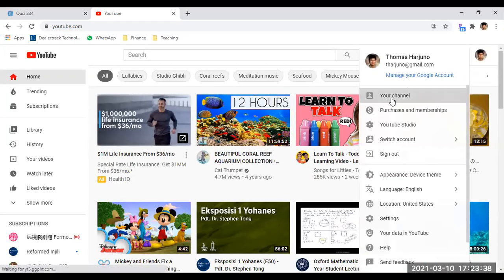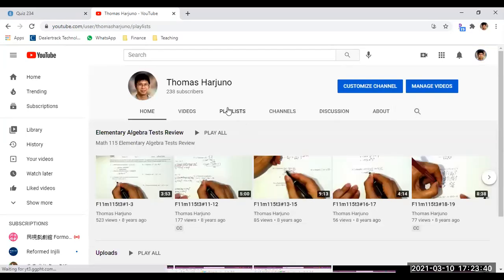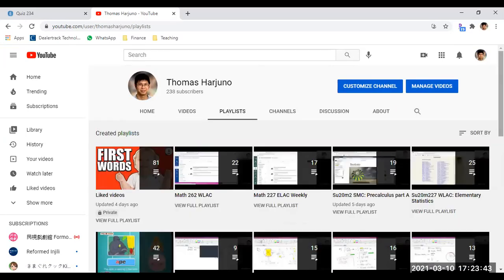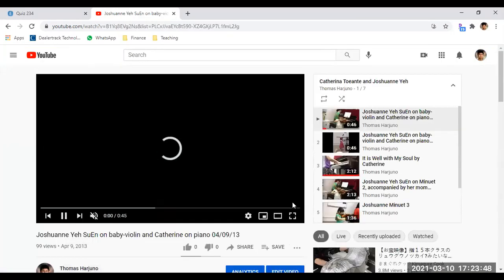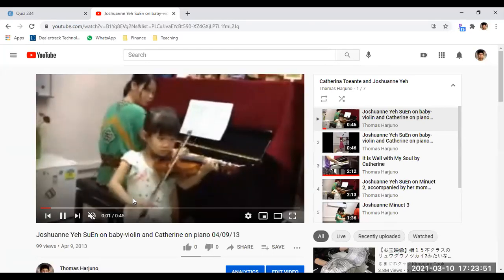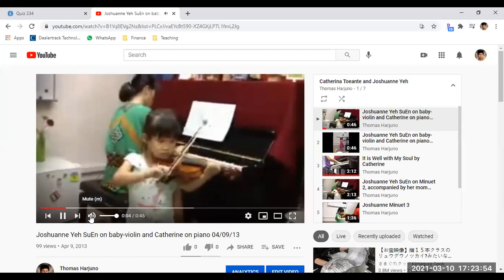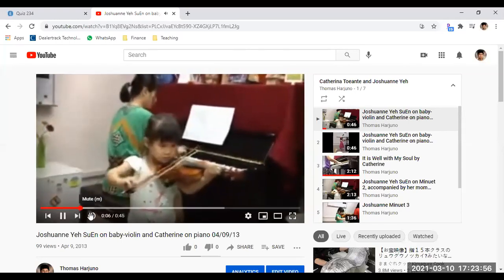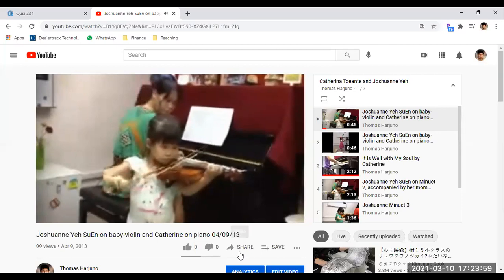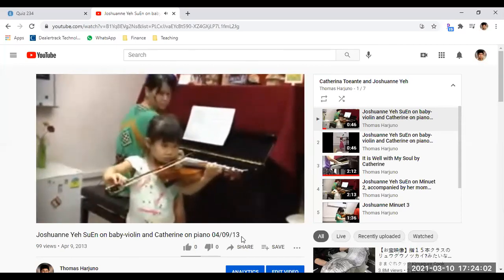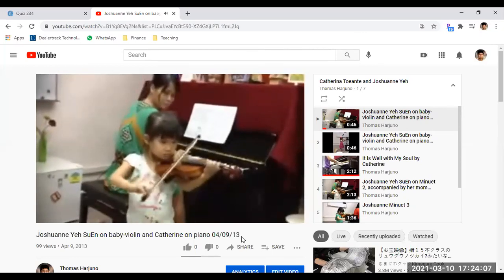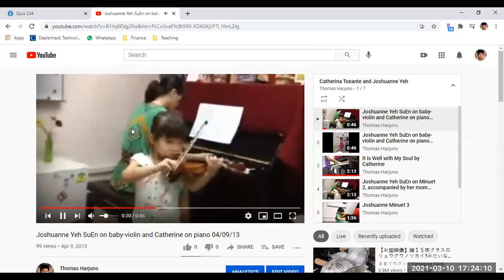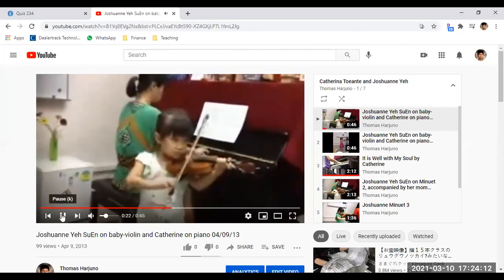Let me see. Where is she? This little kid. This was in 2013, so she was 4 years old at that time. No, 5 years old. She was 4 or 5 years old. Now that lady behind is my sister, my god sister. Wow, she's good, huh?